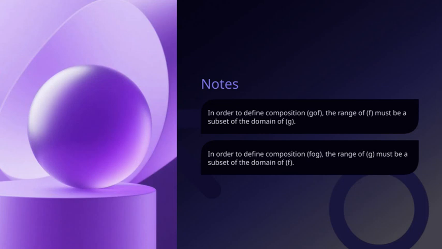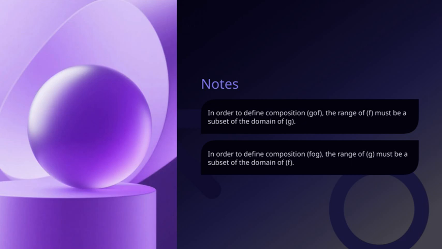To properly define the composition of functions, specifically f∘g, we need to ensure that the range of g is a subset of the domain of f. This means that every output of g must be an input for f, so the composition makes sense mathematically.